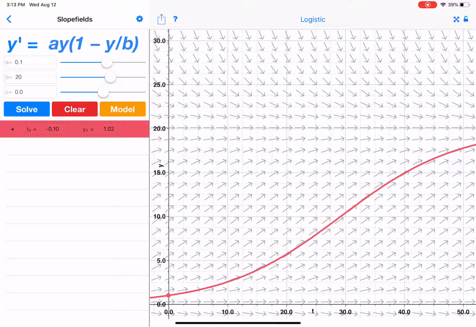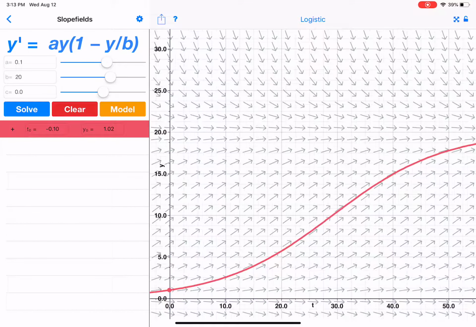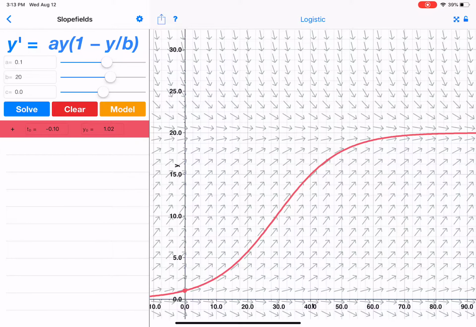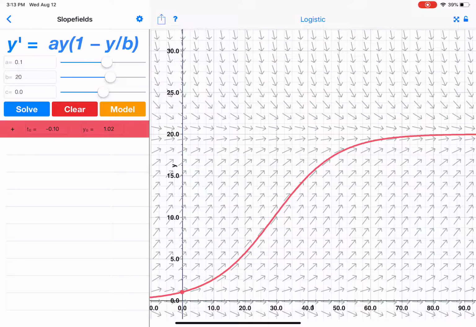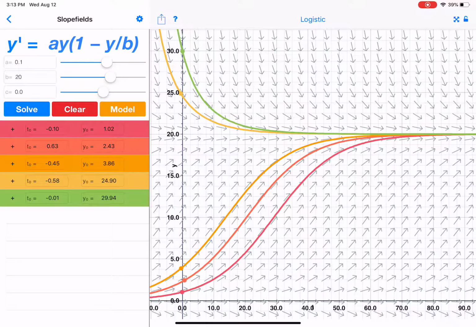we see that the growth seems to taper off. In fact, as we get closer and closer to 20, it stops growing. So solutions that start small start with exponential growth, but that growth eventually gets limited. If we start above 20, we see that the population decays, and it seems to decay back down to 20. So with this logistic growth model, there seems to be a limit to that growth, and that limit seems to be 20.